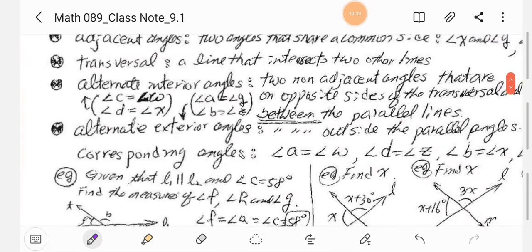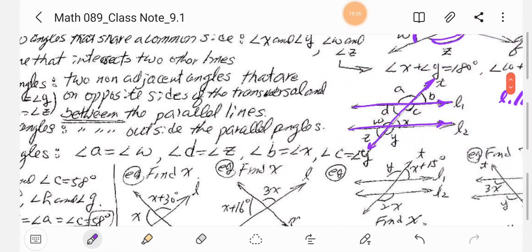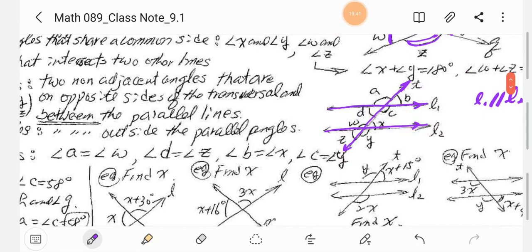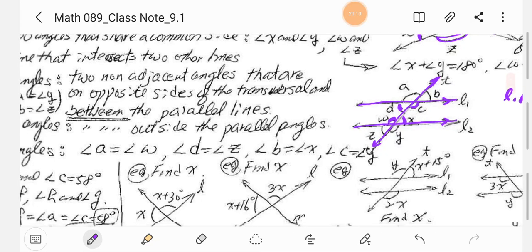Look at this, alternate interior angles. We have two parallel lines, and interior angles means the angles inside the parallel lines. So D, C, W, X are interior angles, and alternate means if one is on the left, then the other one is on the right. So angle D and angle X are alternate interior angles. And also angle W and angle C are alternate interior angles.